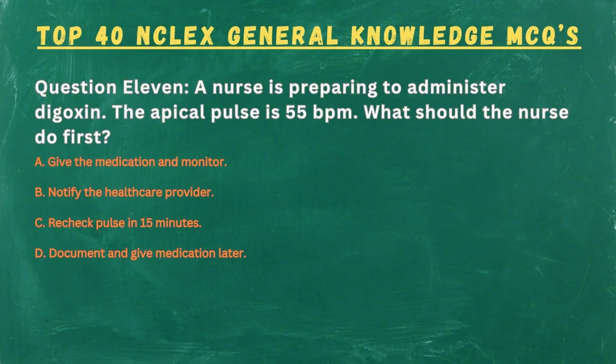Question 11. A nurse is preparing to administer digoxin. The apical pulse is 55 BPM. What should the nurse do first? A. Give the medication and monitor. B. Notify the healthcare provider. C. Recheck pulse in 15 minutes. D. Document and give medication later. Answer: B. Notify the healthcare provider.